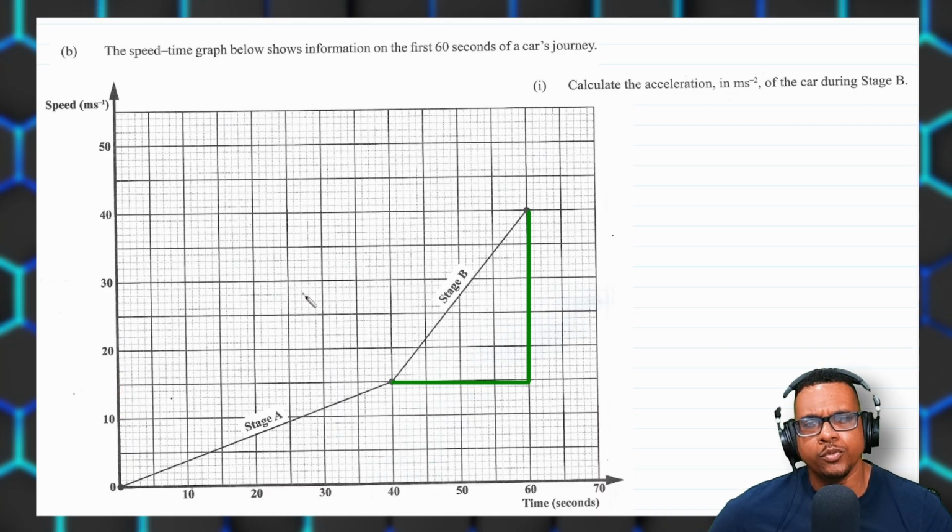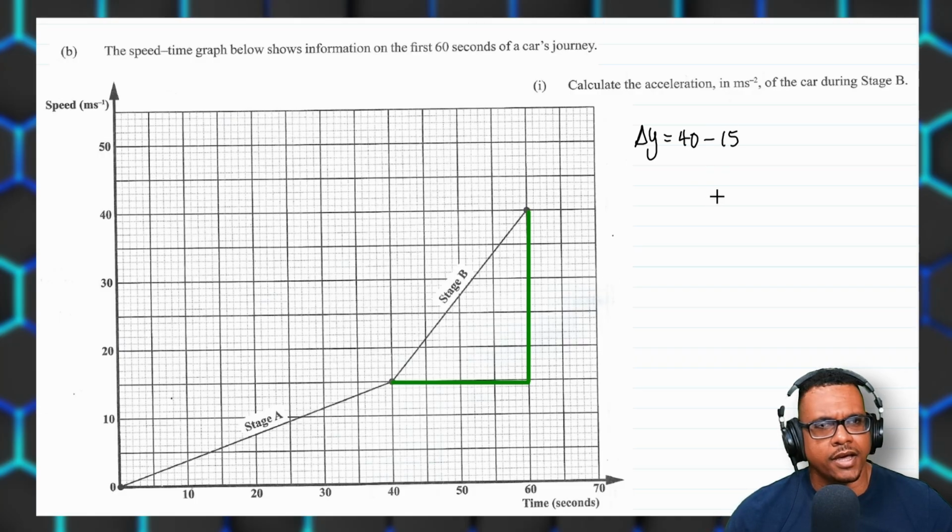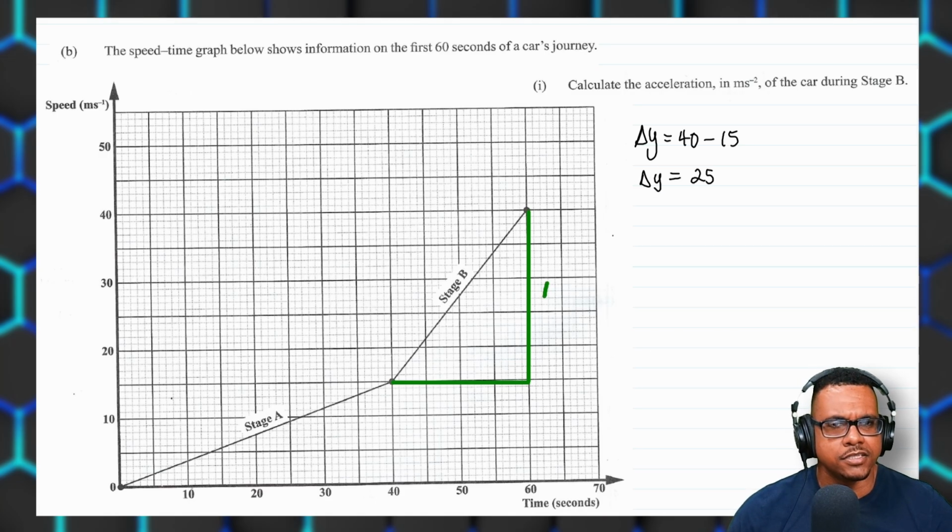And then we're going all the way up to here, which is 40. So I'm going to put my change in y is equal to 40 take away 15. And 40 take away 15 is 25. So that's my change in y. I can write here the change in y is equal to 25.